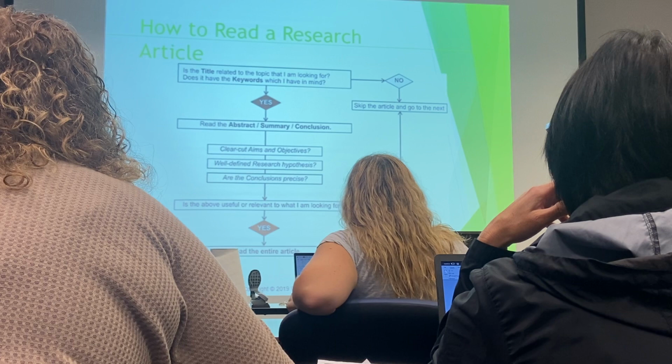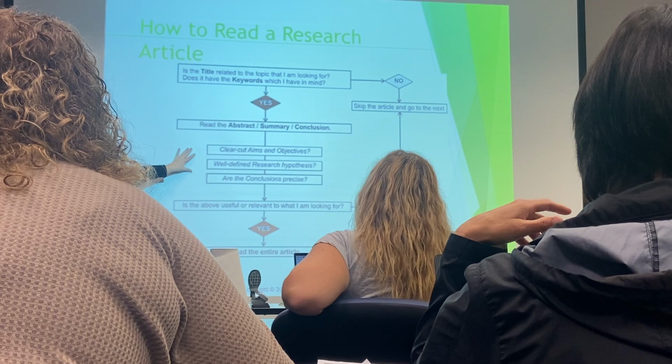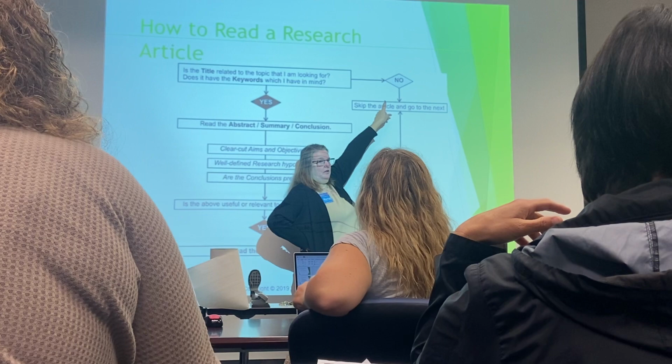All right, so it meets all those things. Is the above useful or relevant to what you're looking for? If it's yes, read the entire article. If it's no, skip the article and find the next one.